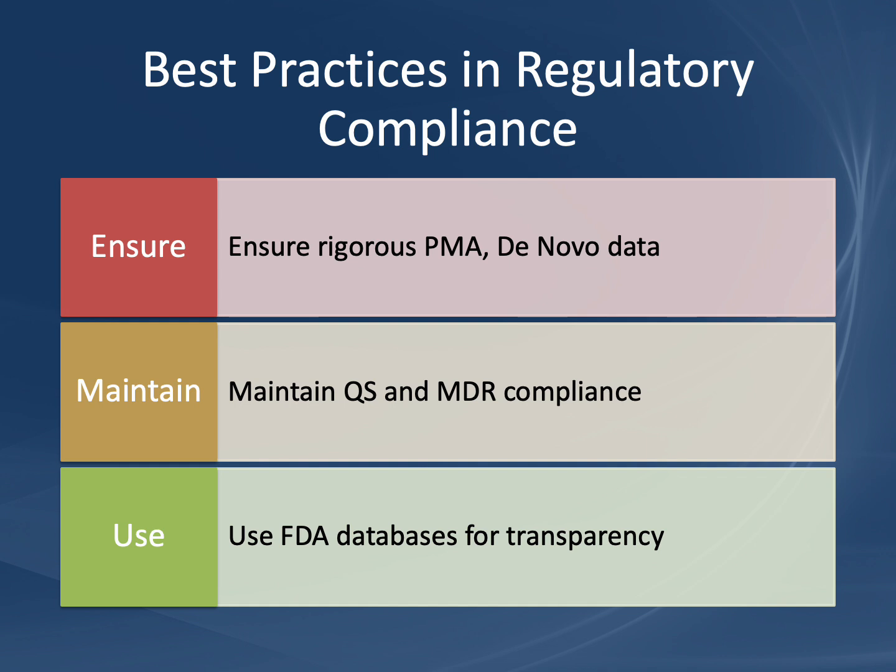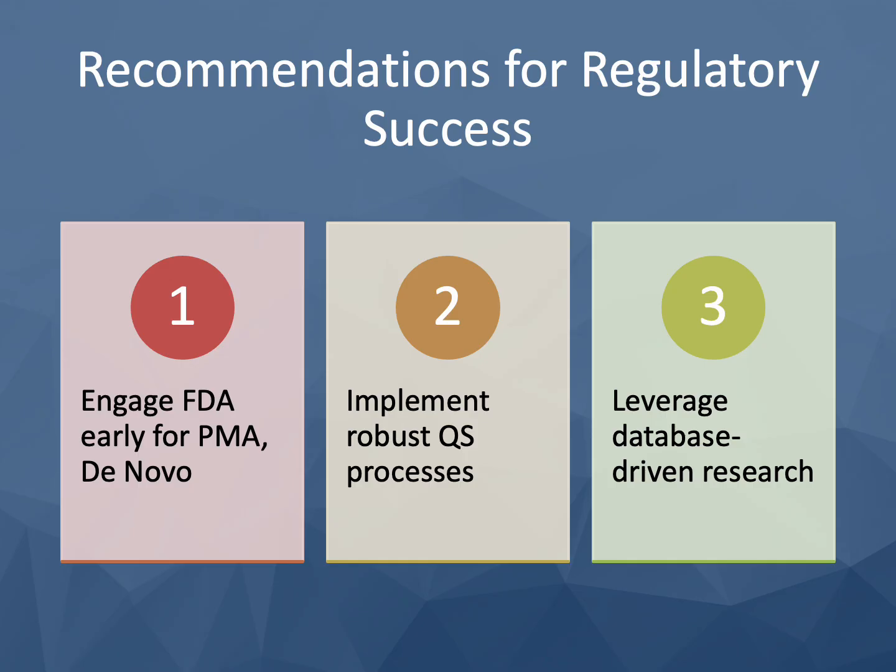This slide transitions to recommendations, where we'll provide actionable strategies. Following best practices, let's provide recommendations for regulatory success. Engaging FDA early, like pre-submission meetings for PMA or de novo, clarifies requirements and avoids delays. Implementing robust QS processes ensures consistent manufacturing, like for a class III device. Leveraging database-driven research, such as searching devices at FDA for predicates, streamlines submissions.